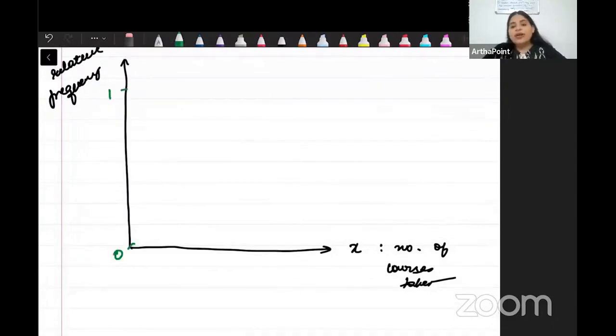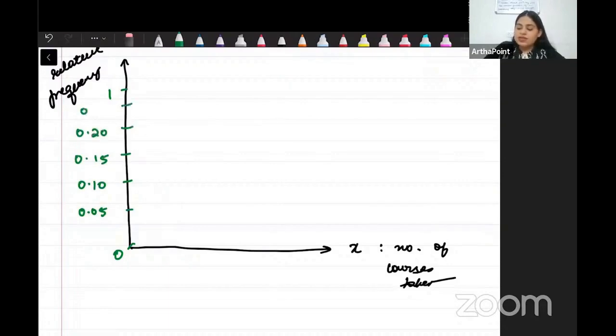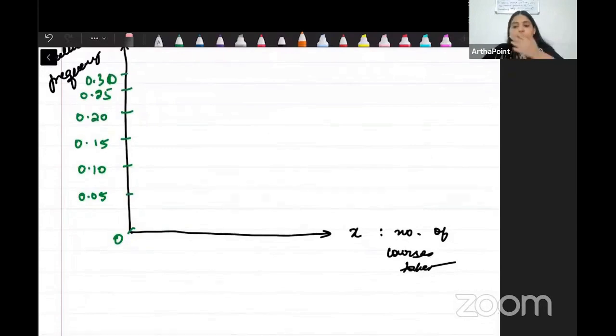And you can assign some intervals. So maybe I can say 0.05, 0.10, 0.15, 0.20, 0.25, 0.30. Like this, you can go till 1. Now, what am I going to do? My values of X are between 0 to 6. So I will write 0 here. It's a value. 1 here, 2 here, 3 here, 4 here, 5 here, and 6 here.